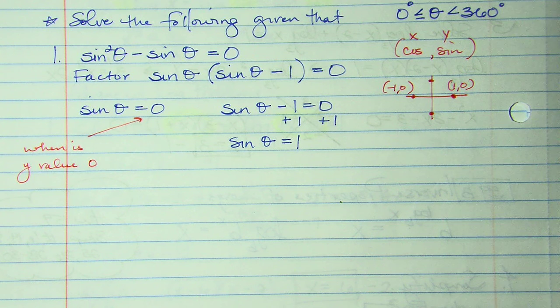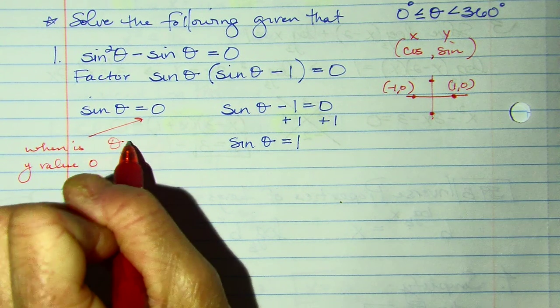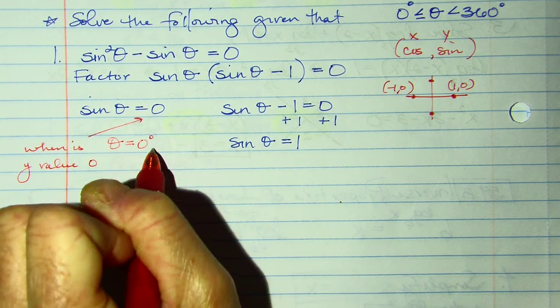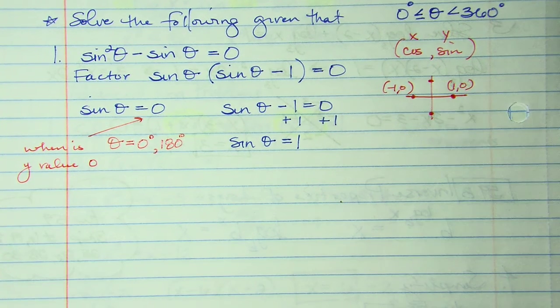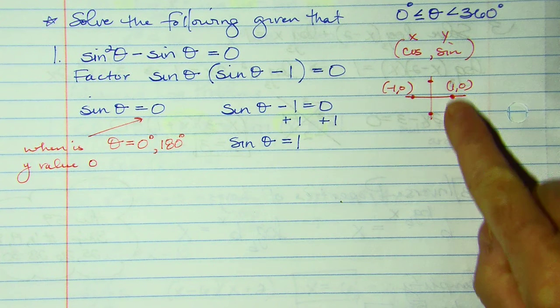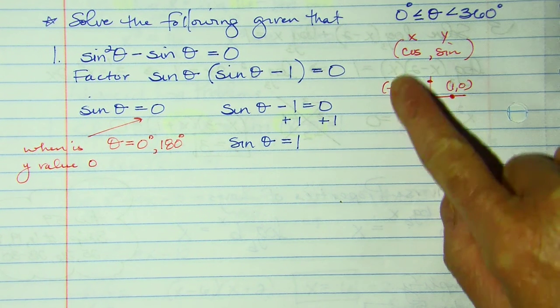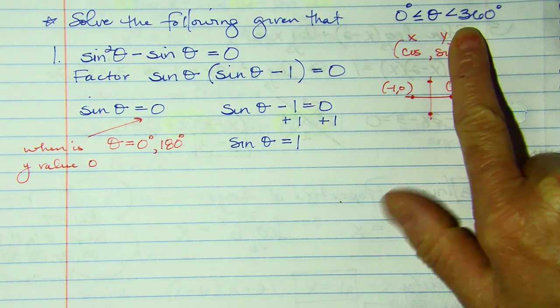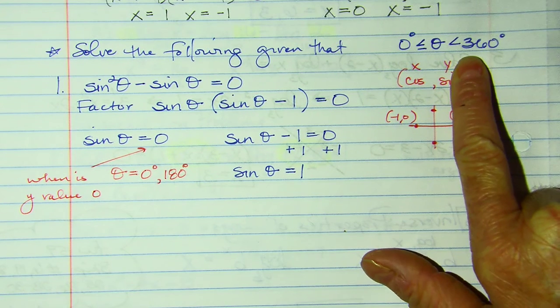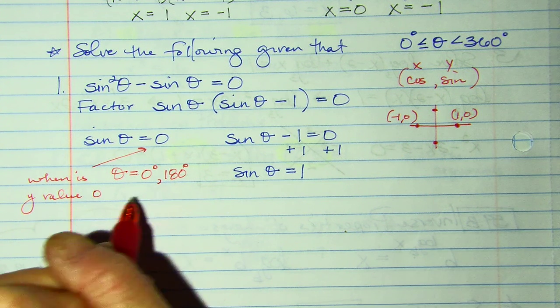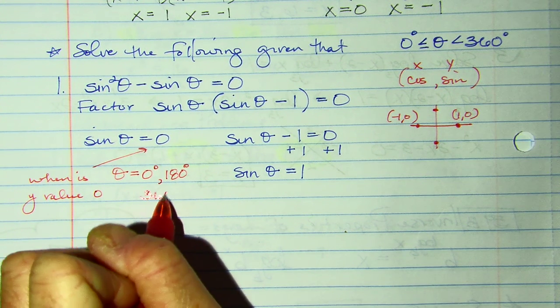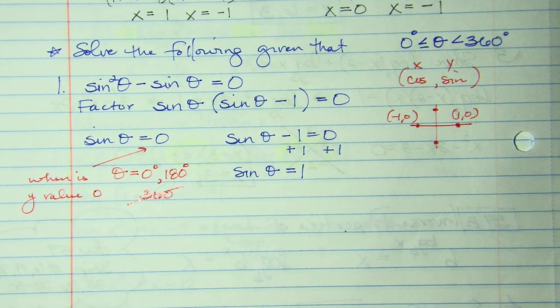So the degrees in which my y value is 0 are 0 degrees and 180 degrees. That is when the y value is 0, because that is 0 degrees, right? You're starting there, and 180. Now notice it can't be 360 because I put less than. I didn't put equal to, so I can't actually record 360. So yes, it could also be 360, but that is past our domain.